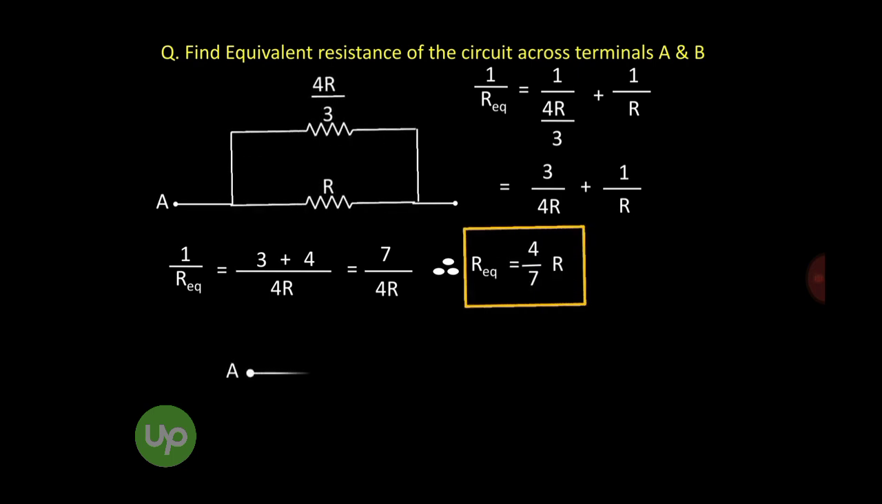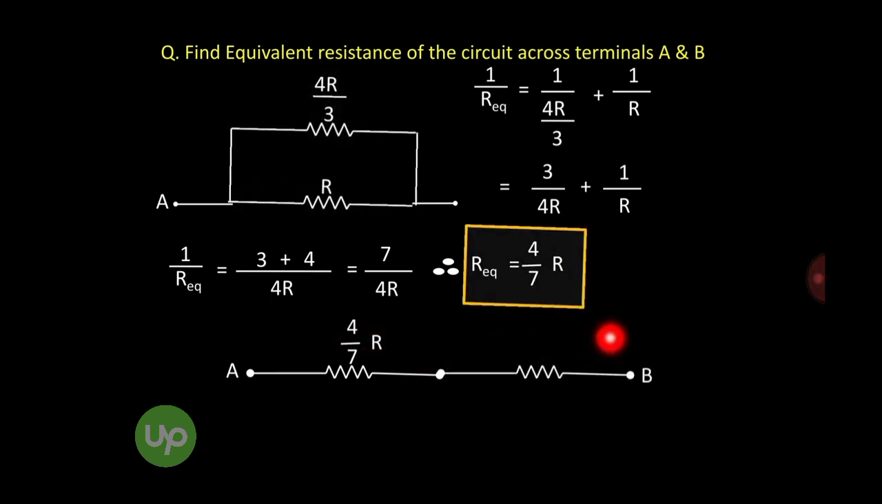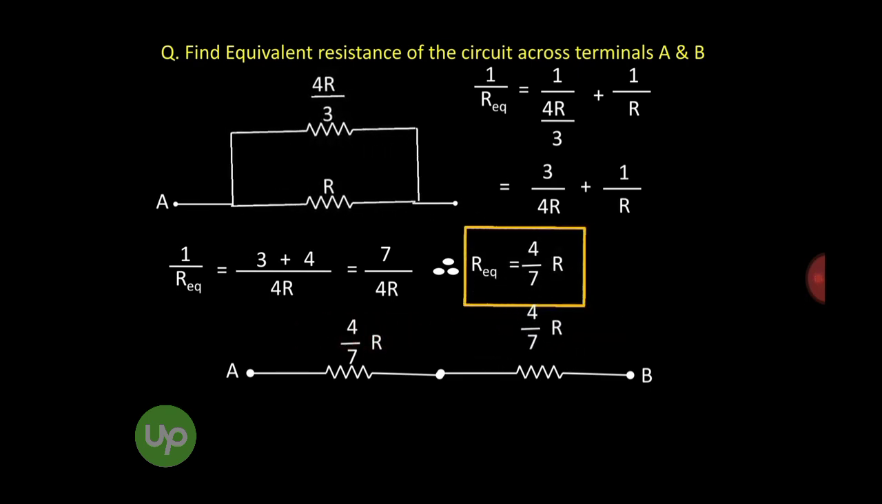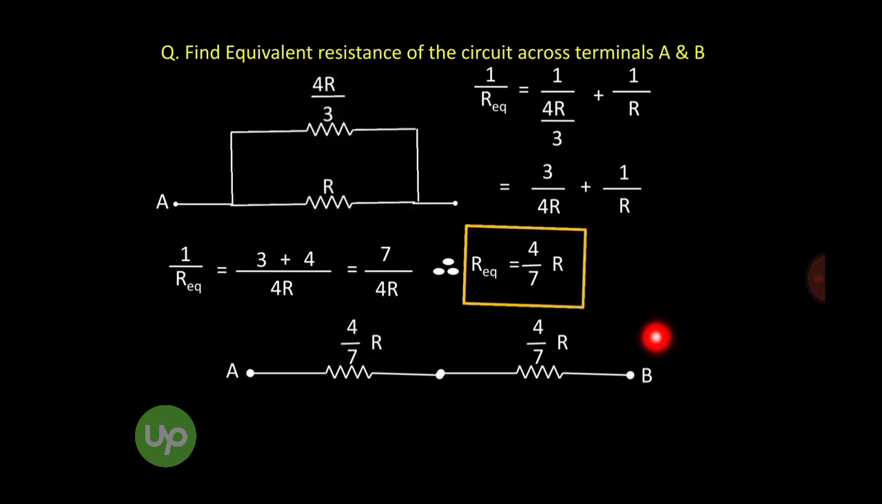So now we know that the equivalent resistance across A and this terminal is 4R by 7, and the other half of the portion is connected to this point. Because it is symmetrical, the equivalent resistance of the remaining portion will again be 4R by 7. So the half of the portion is connected to A, and we got the equivalent resistance 4R by 7, and the remaining portion is connected to B, so it is identical, its equivalent will again be 4R by 7.